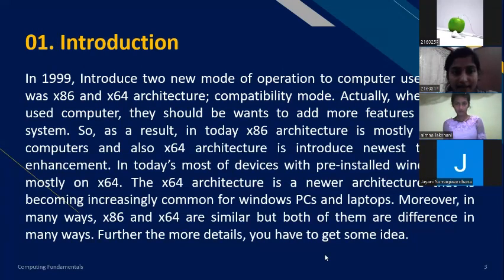In 1999, two new modes of operation were introduced to computer users. There was x86 and x64 architecture compatibility mode. Actually, when people use computers, they want to add more features to their system. So as a result, today x86 architecture is mostly used for computers, and also x64 architecture is introduced as the newest for future enhancement.